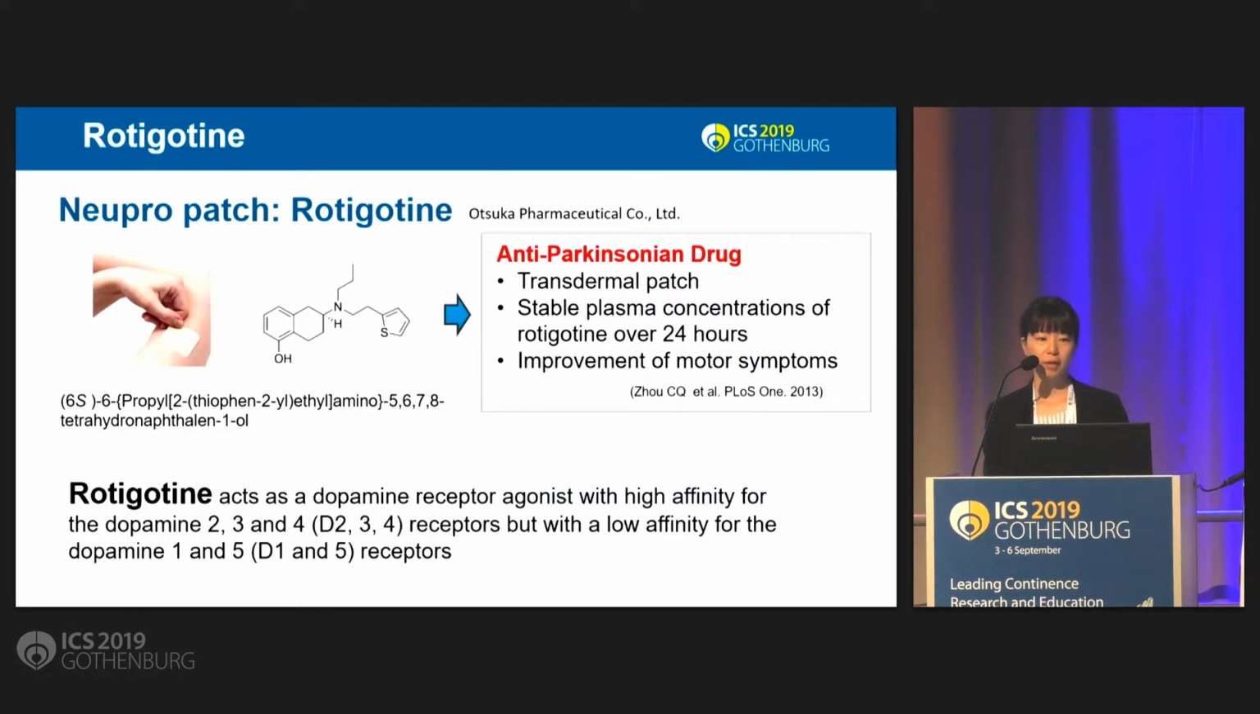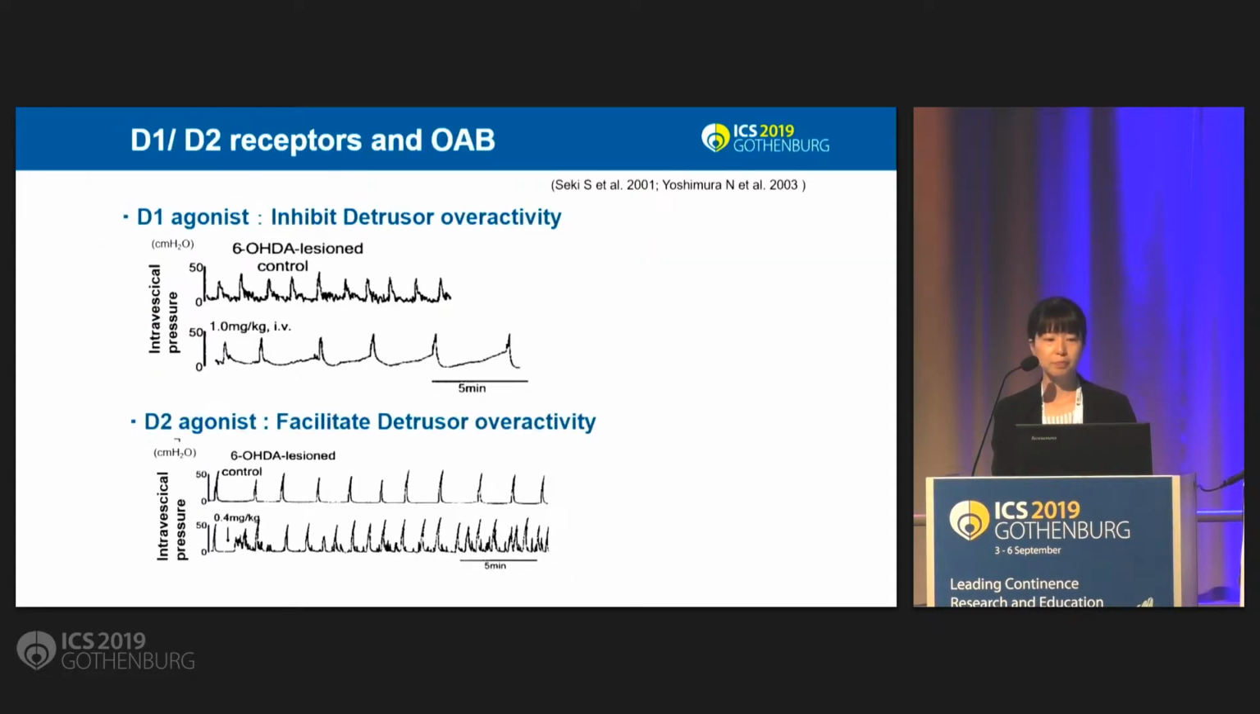This is my COI. First of all, rotigotine is one of the anti-Parkinsonian drugs and acts as a dopamine receptor agonist with high affinity for dopamine 2, 3, and 4 receptors, but with lower affinity for dopamine 1 and 5 receptors.